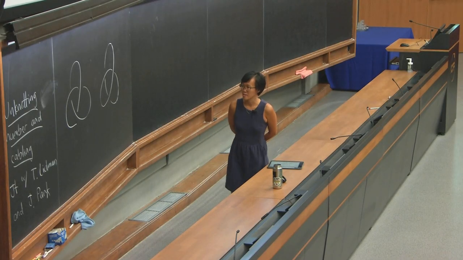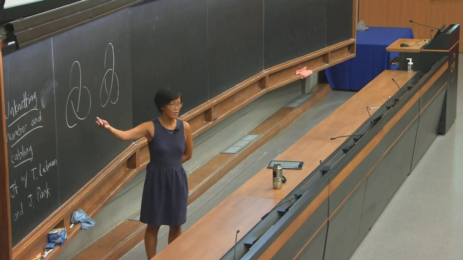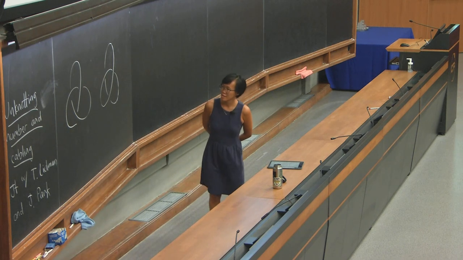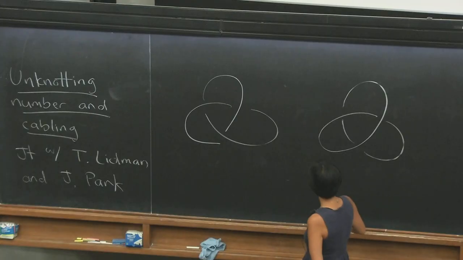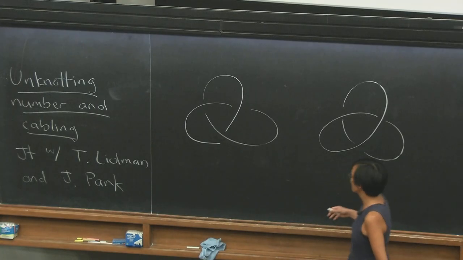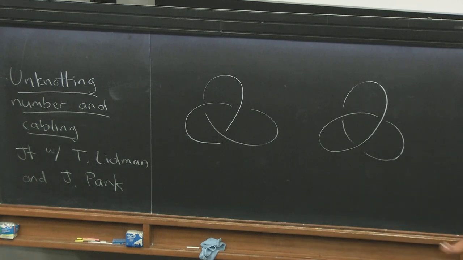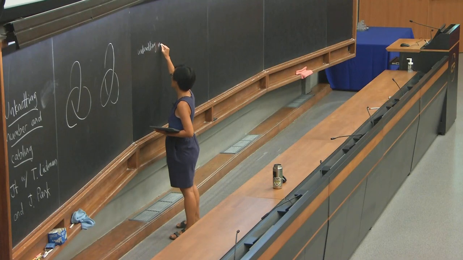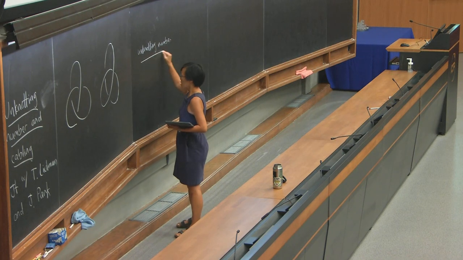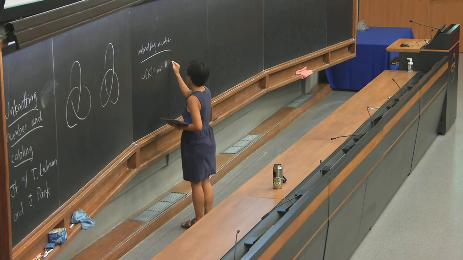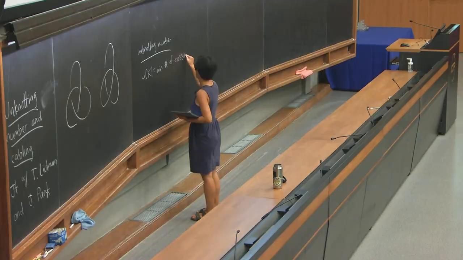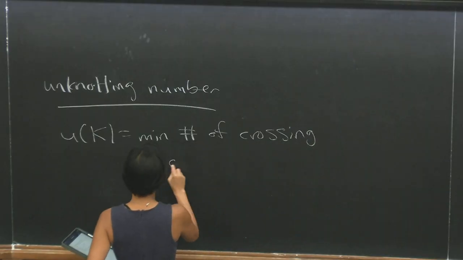Great, okay. So here we have the trefoil. Here we have the trefail. It differs from the trefoil by a single crossing change, and if you notice, this is in fact the unknot. Great, so today I want to talk about the unknotting number. The unknotting number of K is the minimum number of crossing changes needed to unknot K.